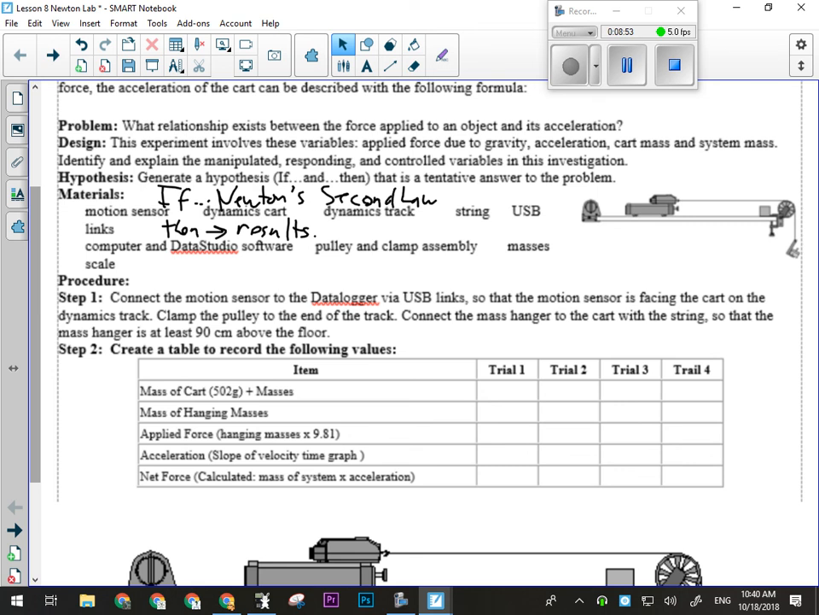Was your net force bigger or smaller than the applied force? Based on that, you have to decide, did I have friction? Did I have F parallel? What other forces were involved? Identify and explain from your data. You might want to listen.